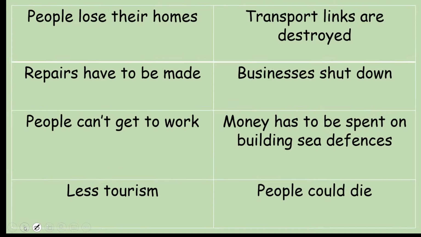Let's have a look at my list that I've got. I've got 8 here, and there are definitely more problems. And if you've not got these ones, then you probably still have got some really good answers. You don't have to have these ones. But let's go through this list. So people losing their homes, well, if people are being affected, then that's a social problem.